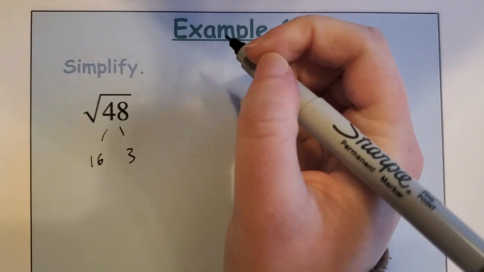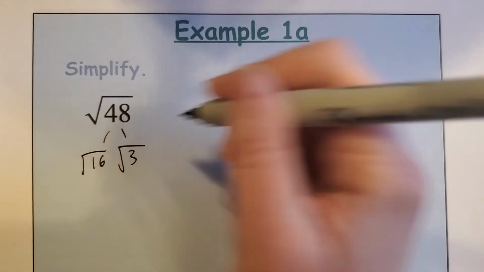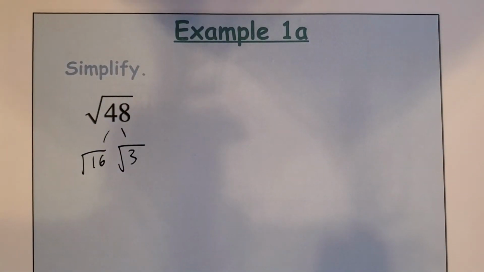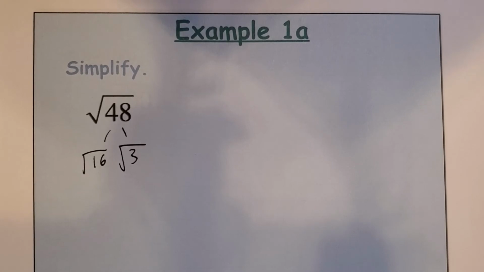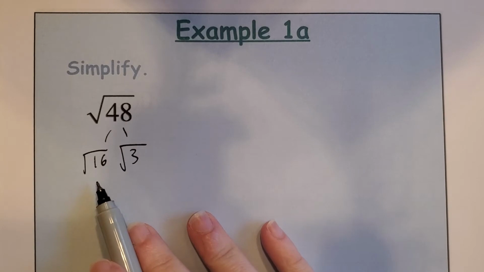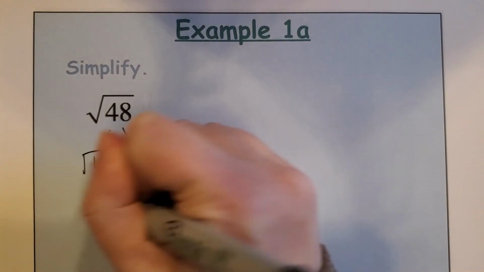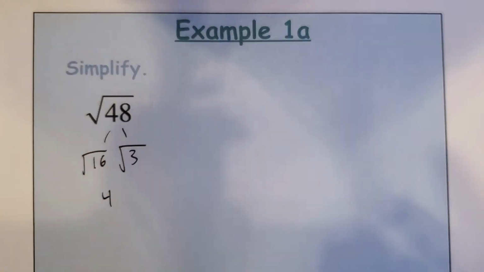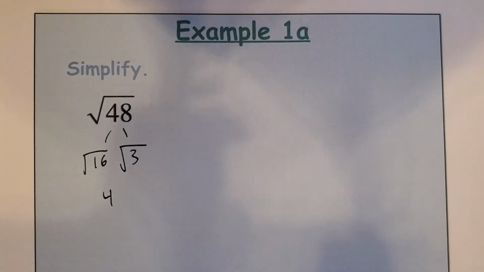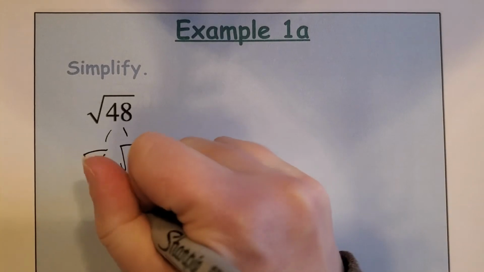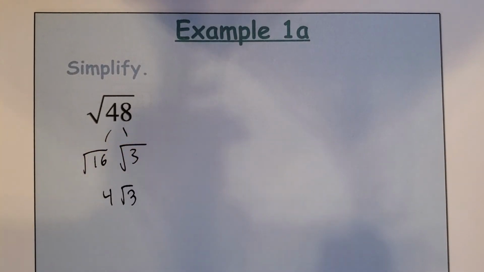So the square root of 48 can be broken up into the square root of 16 and the square root of 3. Now, why are we doing this? Because we know 16 is a perfect square, which means we can evaluate the square root of 16. What is that? It's 4. And the 3 isn't a perfect square, so the square root of 3 is also going to be a disgusting decimal. So we're going to leave it as the square root of 3.